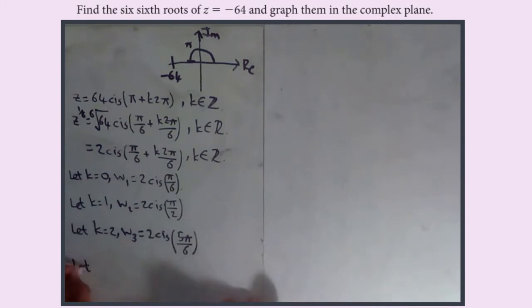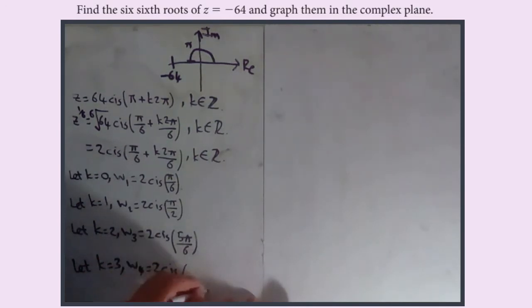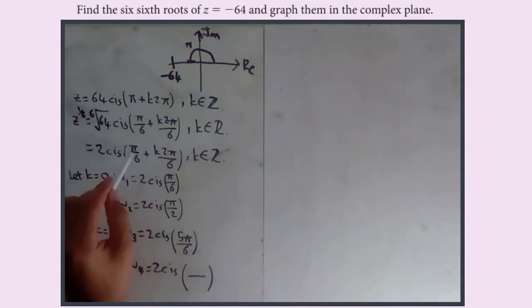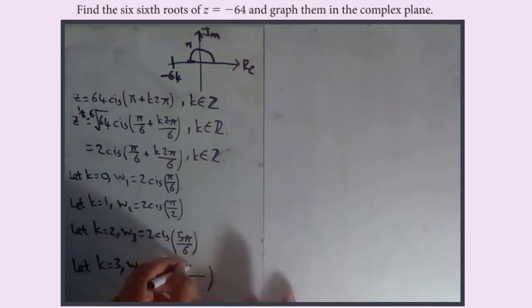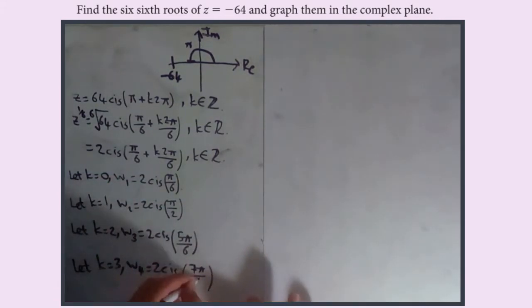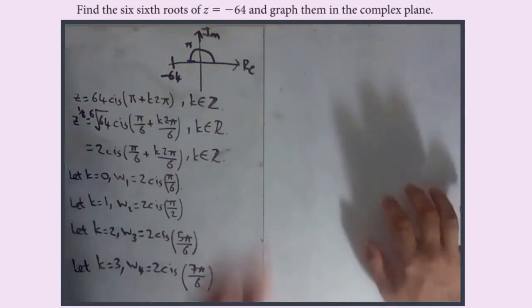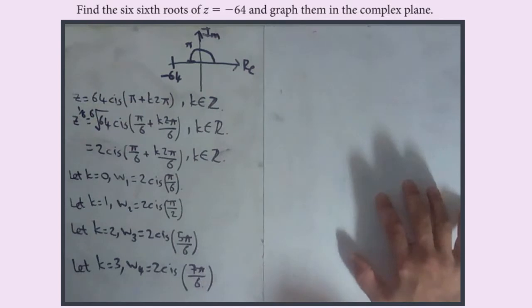Let k equal 3, so the fourth root is going to be 2 cis. If k is 3, here you've got 3 times 2 is 6, so 6 pi by 6 plus pi by 6 is 7 pi by 6. Okay, we need to find 2 more. We've already got 4 roots, so let k equal 4.